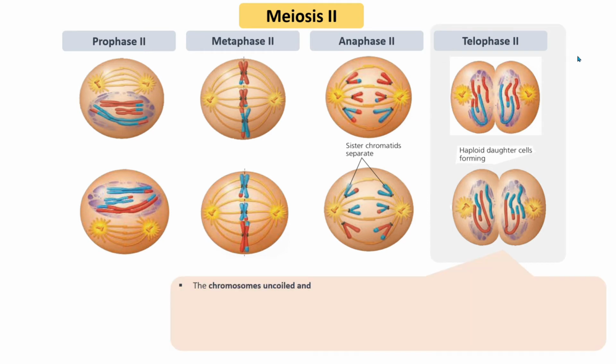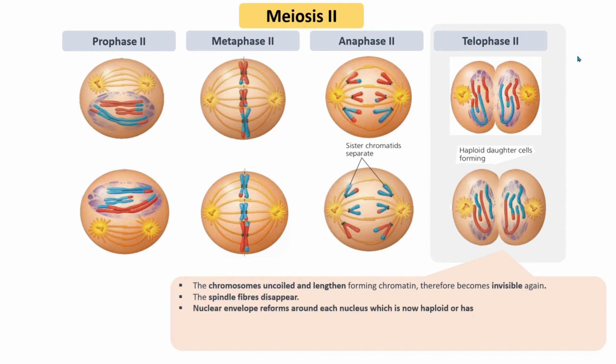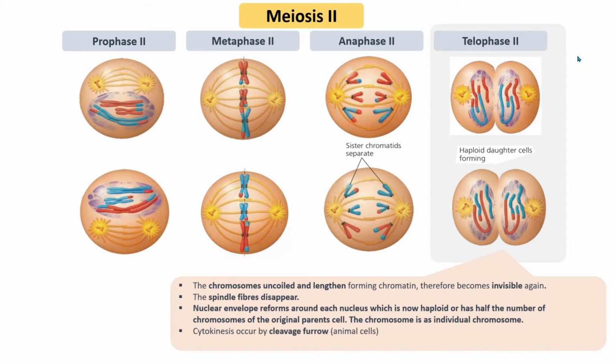In telophase II, the chromosomes uncoil and lengthen, forming chromatin, and therefore become invisible again. The spindle fibers disappear. The nuclear envelope reforms around each nucleus, which is now haploid, or has half the number of chromosomes of the original parent cell. Now, each chromosome is an individual chromosome.